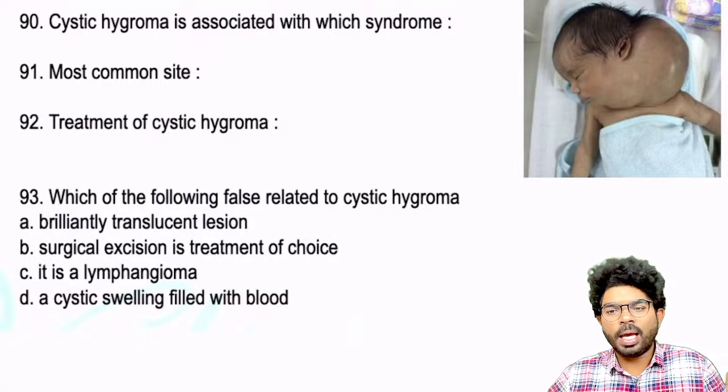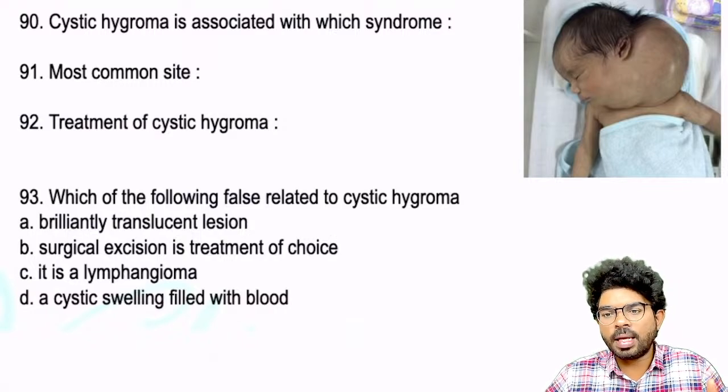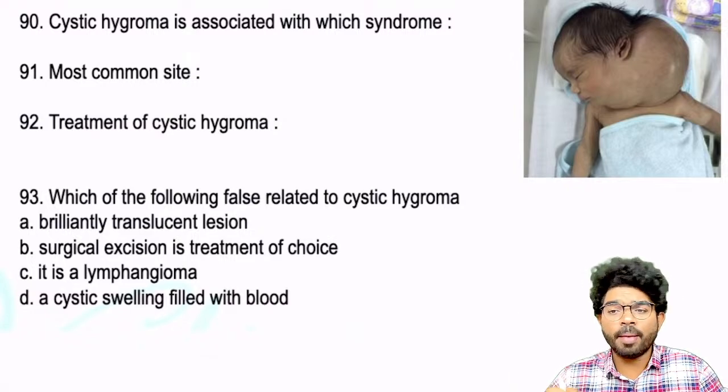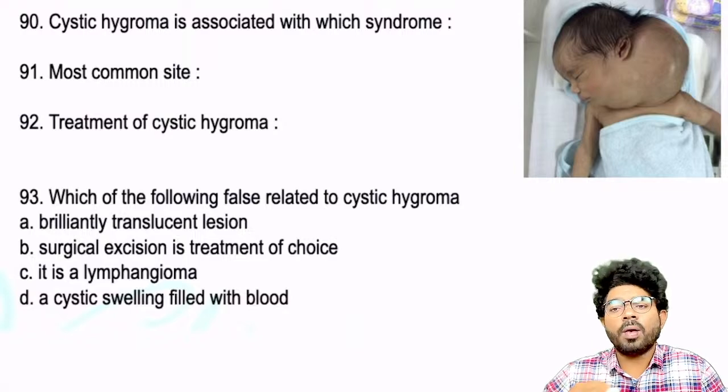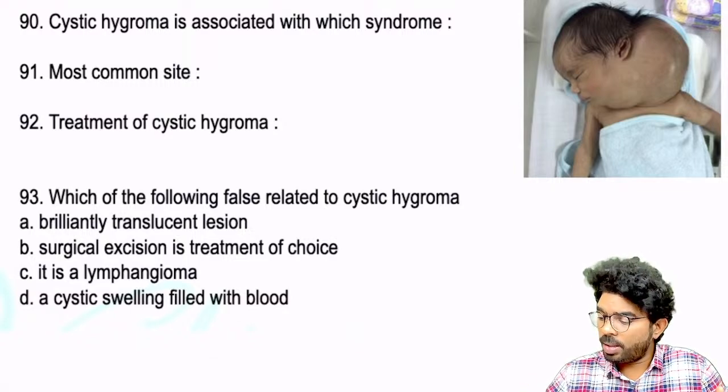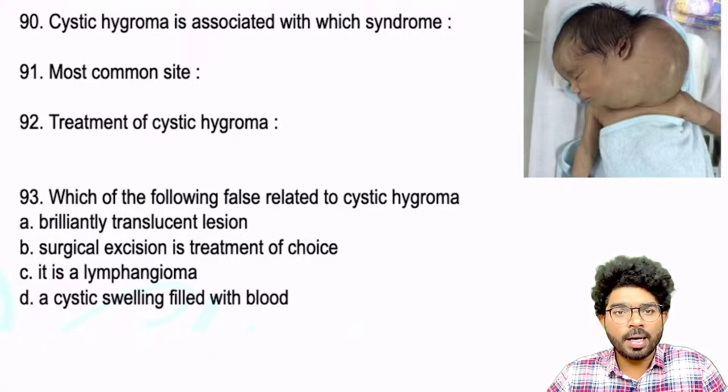Cystic hygroma, the basic description they are going to give you is a tumor which is seen in infants and young individuals. Immediately after birth, the baby has a big swelling around the neck or around the face. Your answer is cystic hygroma. We'll try to solve a few lines related to cystic hygroma.